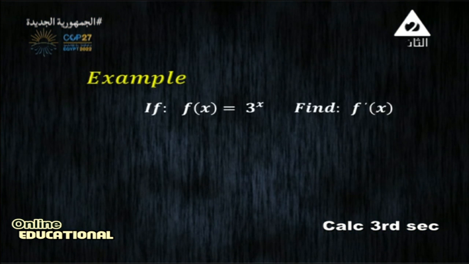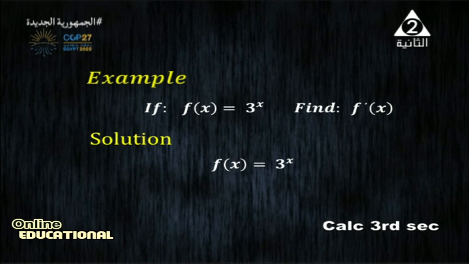Now we move to the next example. If f(x) equals 3 to the power x, find f'(x). The function f(x) equals 3 to the power x. The base is a constant, a real number not equal to e. Then the derivative f'(x) equals 3 to the power x multiplied by ln 3, ln the base of the function.